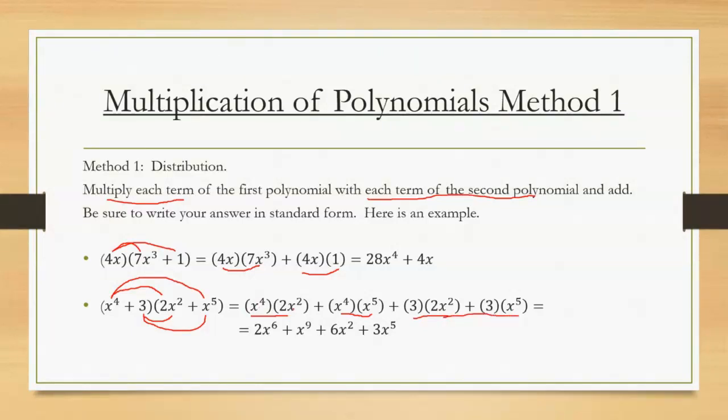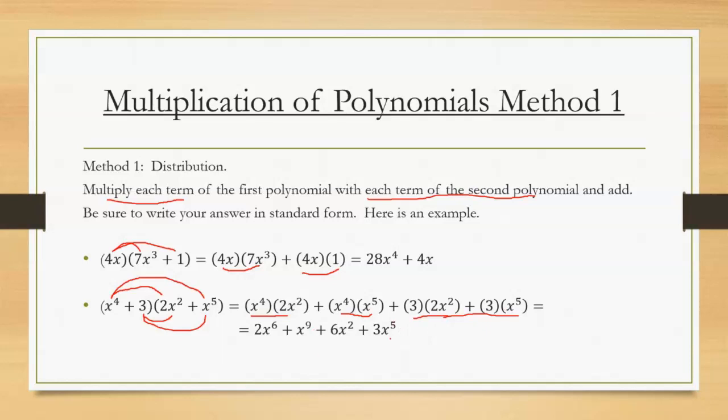Now we multiply these monomials like we saw before. So here, x to the 4 times 2x squared. We have 2 in front. Coefficient here is 1, so 2 times 1 is 2. X to the 4 times x squared, that's x to the 6th. You add the exponents. X to the 4 times x to the 5th, that's x to the 9th, and so on. 3 times 2x squared is 6x squared, and 3x to the 5th is this.